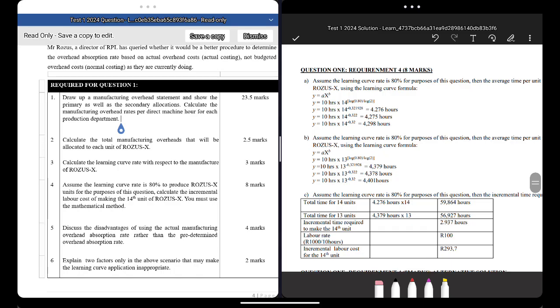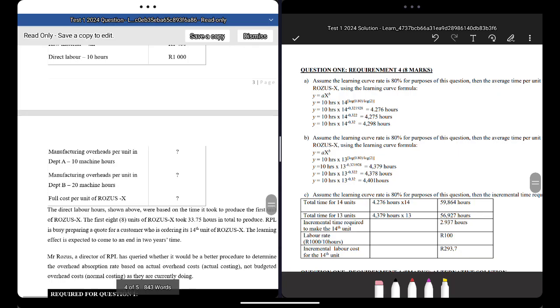So y equals ax to the power of b is the learning curve formula. Now, I think you have to watch my log video because I explain it very easy. I'm not going to explain it again. So y is the average cumulative time. Why I say average cumulative time: it's not total time. Remember, right? A is how long the first unit took.